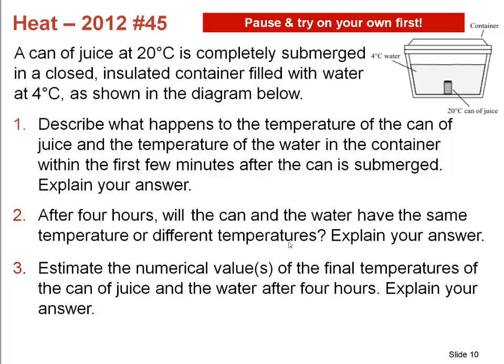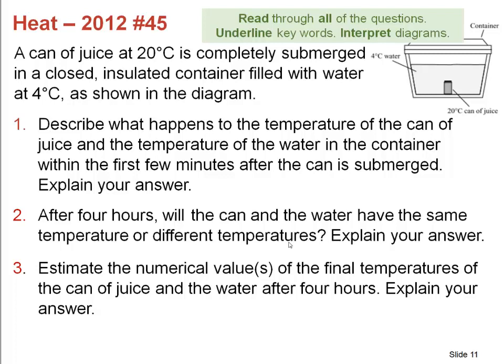Number 45, release 2012. Pause and try on your own first. Read through all of the questions, underline keywords, and interpret any diagrams given. A can of juice at 20 degrees Celsius is completely submerged in a closed, insulated container filled with water at 4 degrees Celsius, as shown in the diagram.